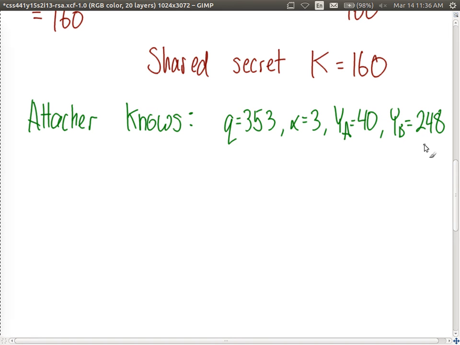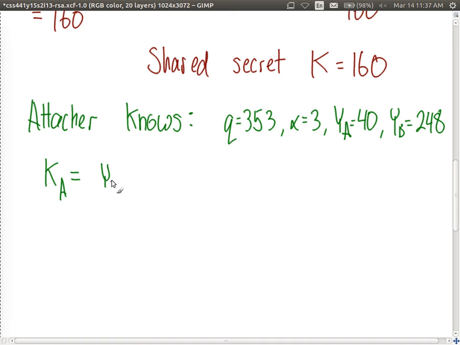And of course, they also know the algorithm. They know every equation used, the steps that were used by A and B. So now the question is, can the attacker find K? KA and KB are the same value. Or what do they need to do to find K? Let's try some approaches. Well, let's see what we know. We know K, let's say KA. If I find KA, I find KB, we can go from either direction.